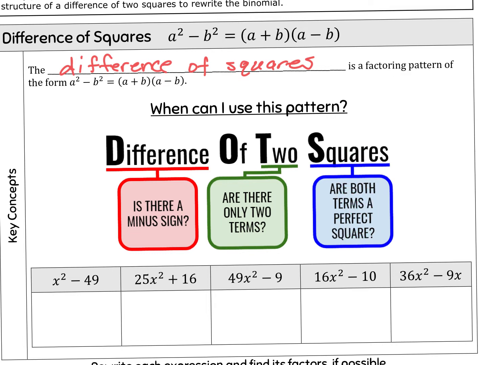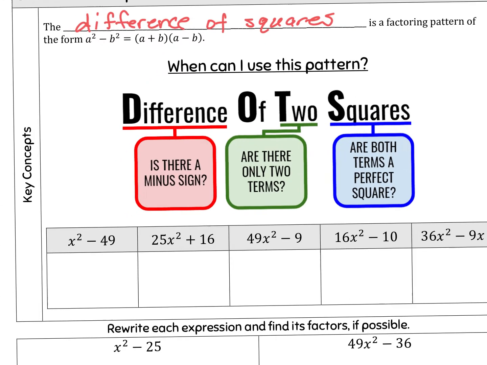And what we mean by perfect square is like 5 times 5 is 25, right? So 25 is a perfect square. 3 times 3 is 9, so 9 is a perfect square. It's a number where you can multiply the same number times itself and it'll give you that certain number. All right, so let's look at a couple examples down here.